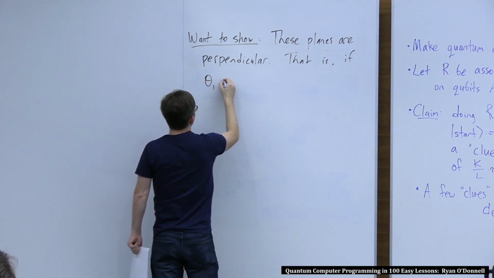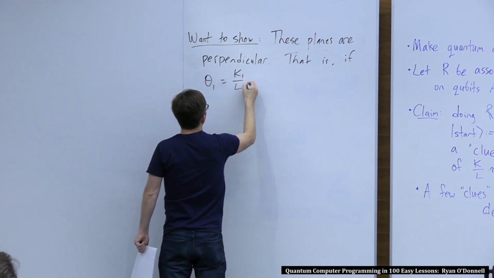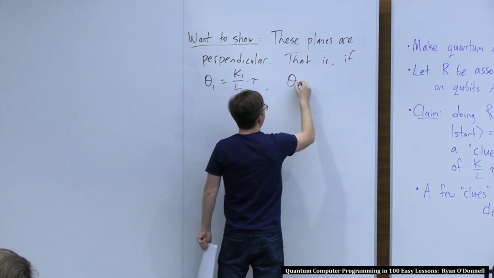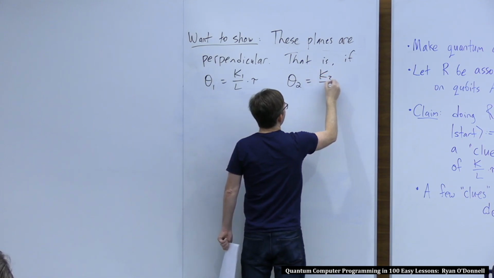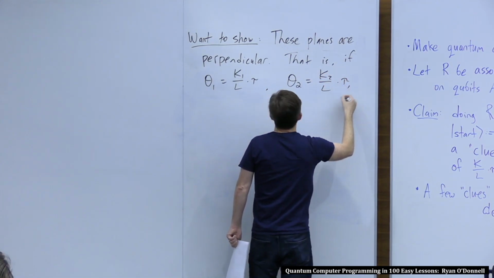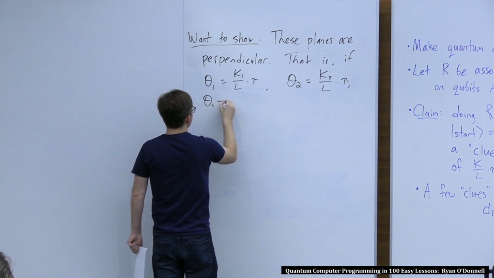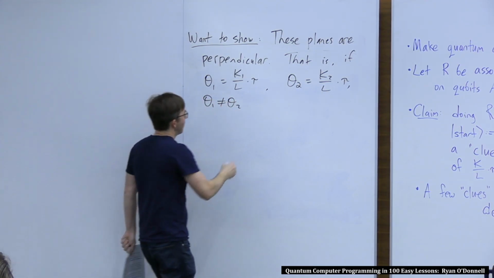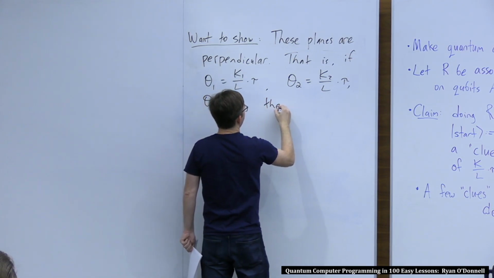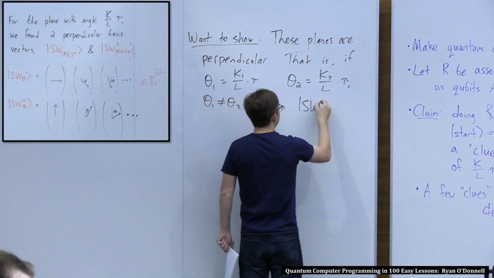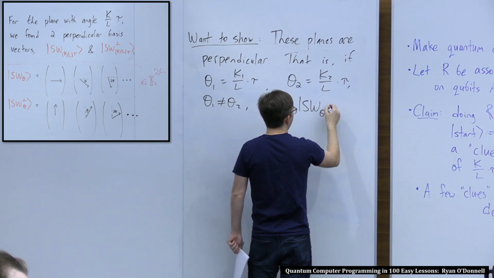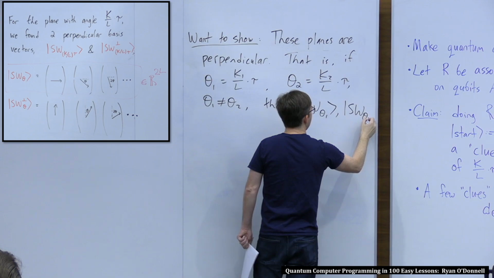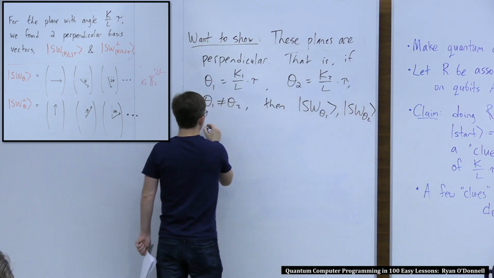We'll call them the theta1 plane, which is like k1 over L times tau. It would be nice to have just a simple symbol, theta1, for it. And theta2, which is k2 over L times tau. And we also need that they're not the same. Okay, so we picked two different planes. Okay, then let's say SW theta1 and SW theta2 are perpendicular.